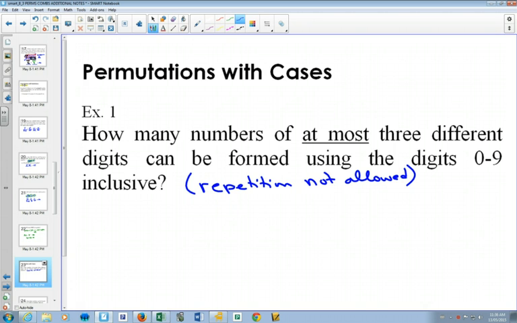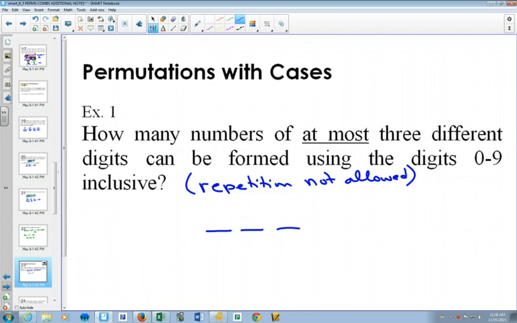Now, why is it that we have to do cases here? Well, if we just did 3 spaces, that would only count 3-digit numbers. And we can't include 0 to begin with, because then it will be a 2-digit number. But if we use 0 to begin with, it would tell us we're not allowed to repeat it later. And 90 is a number that would be allowed.